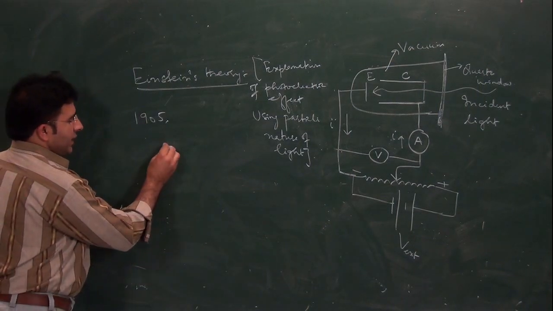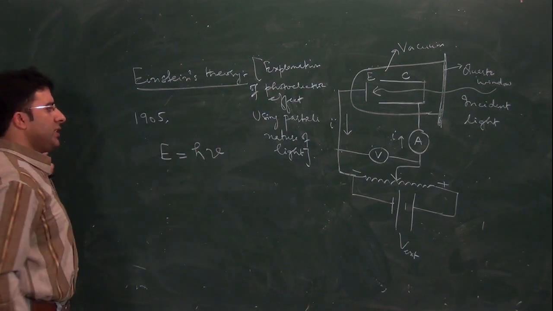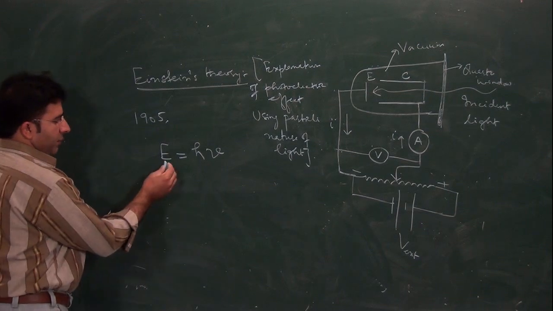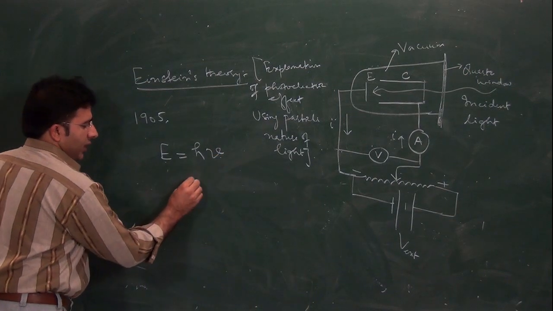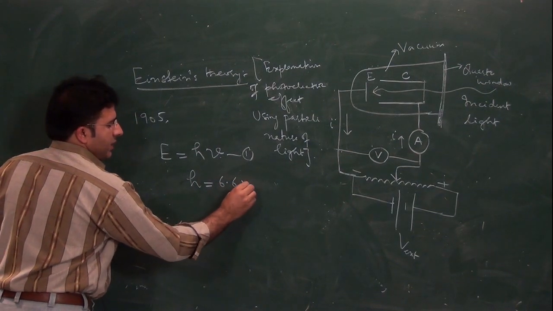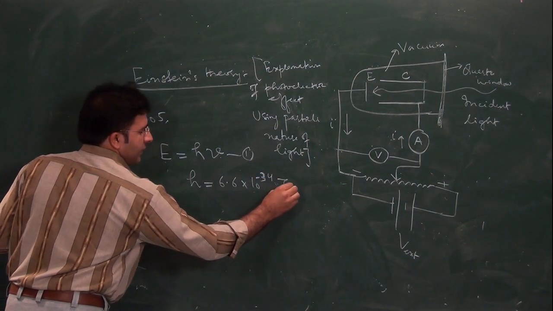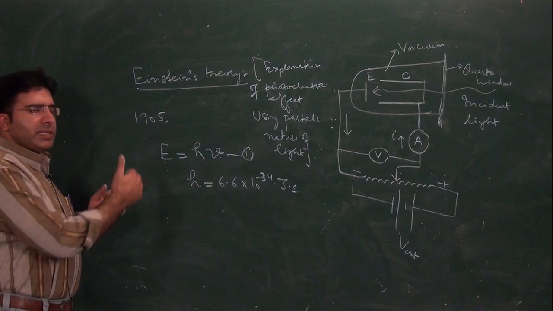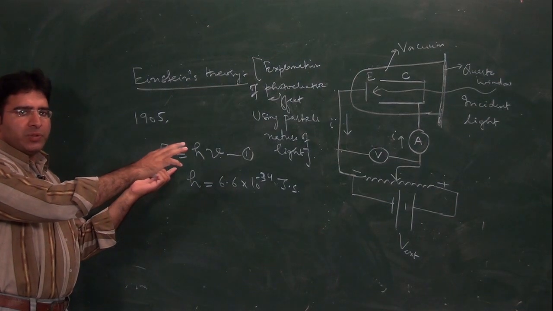And Einstein said the energy of a photon is proportional to the frequency of the wave to which the photon belongs. If E is the energy of a photon, nu is the frequency of the wave, h here is Planck's constant, having value 6.6 times 10 raised to minus 34 joule second. Now Einstein explained in 1905, using this idea, all the experimental findings of the photoelectric effect.